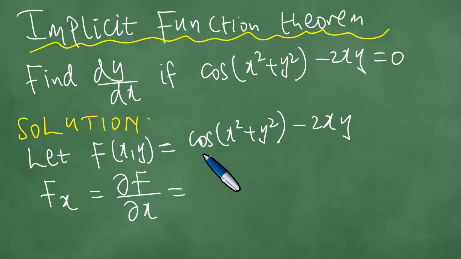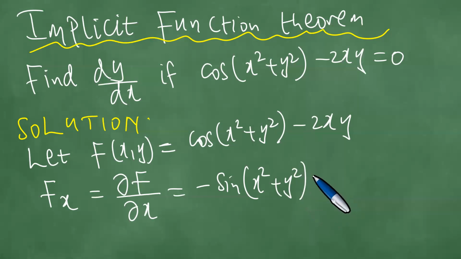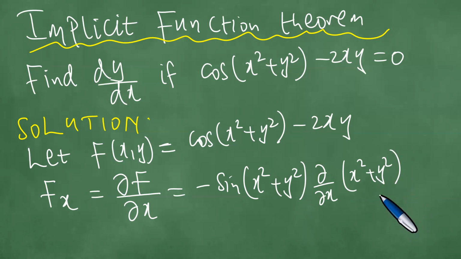In other words, the partial derivative of the cosine is minus the sine. Minus the trigonometric sine of x squared plus y squared, but you multiply by the partial derivative of x squared plus y squared by the chain rule. Minus 2 into the partial derivative of this with respect to x, which is the derivative of x partially is 1 times y, like so.